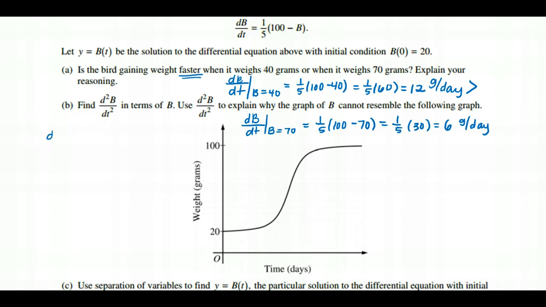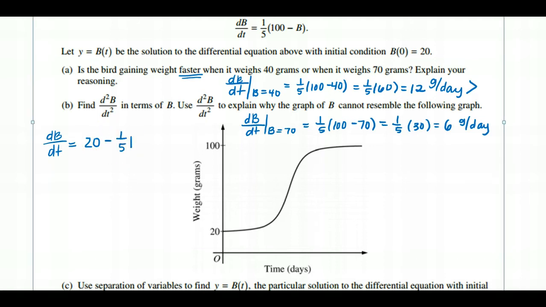So let's rewrite it. We have dB/dt equals, I'm going to distribute this 1/5 in. So dB/dt is 20 minus 1/5 B. All right, so the second derivative is going to be, the derivative of 20 is 0. The derivative of negative 1/5 B is negative 1/5.